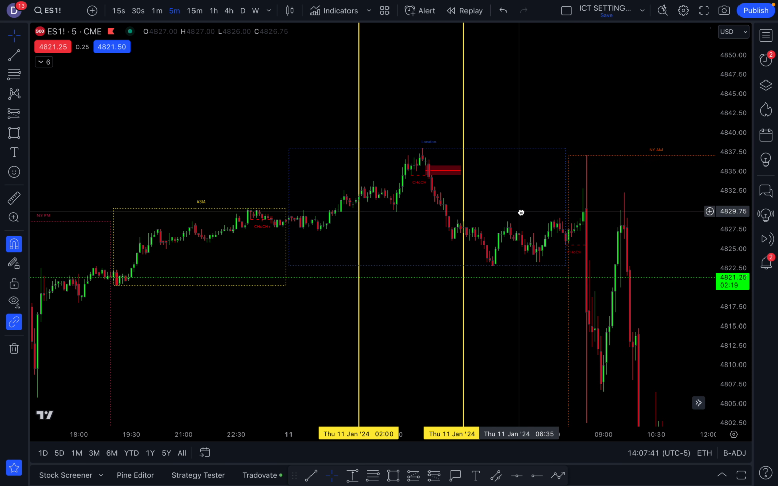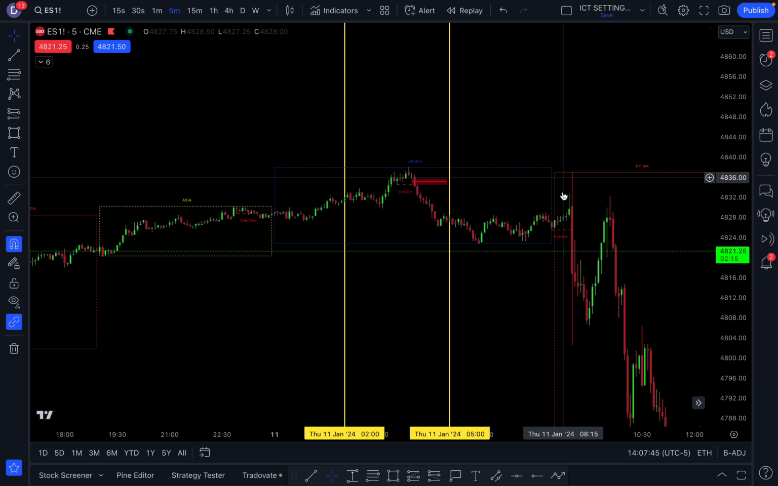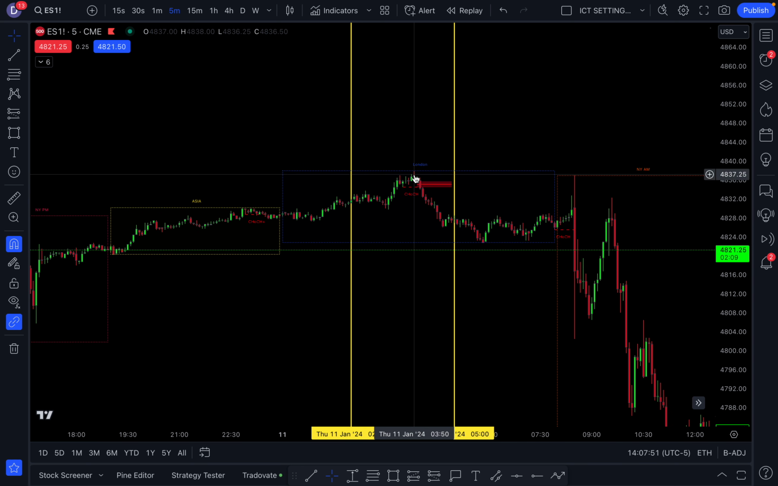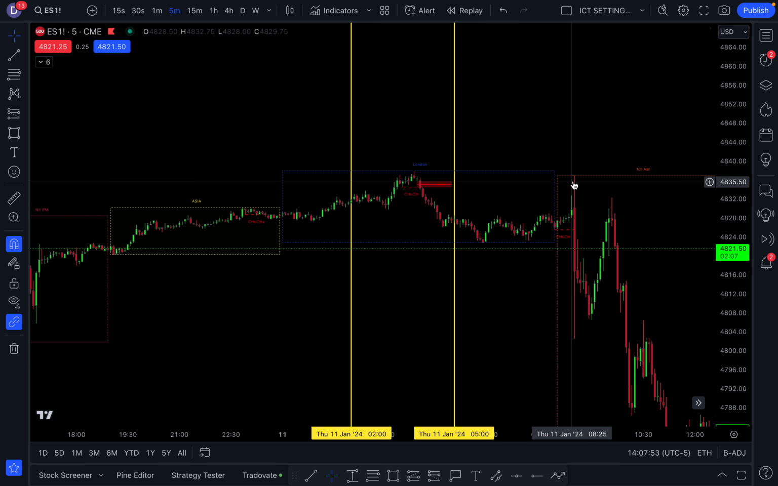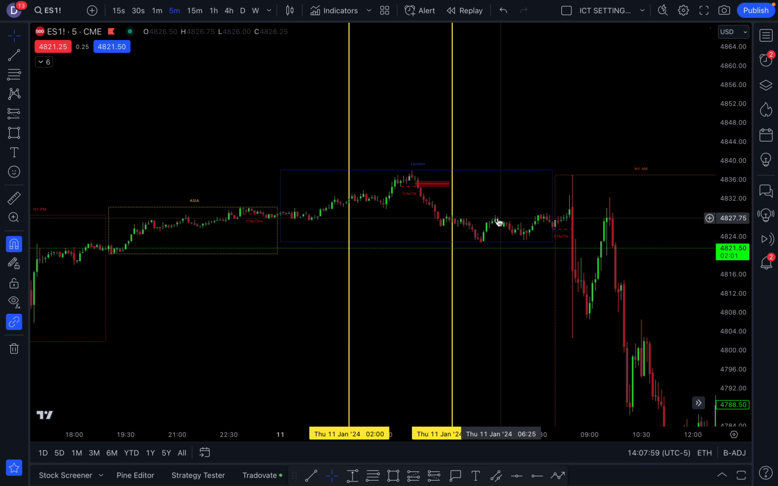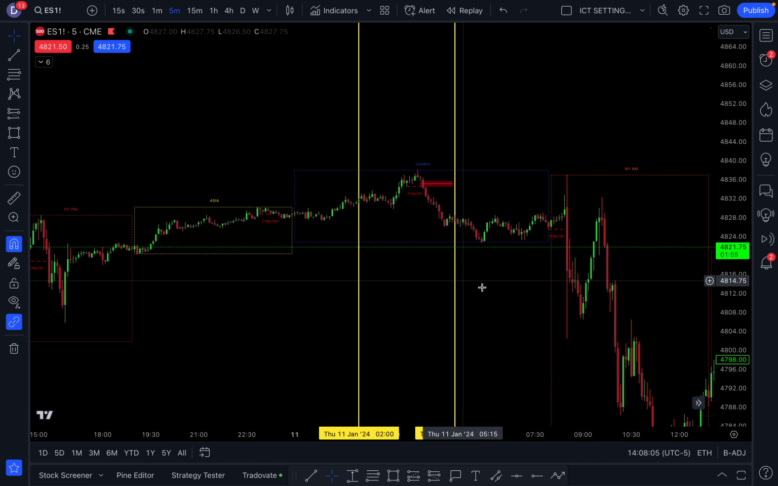In CPI, we don't know what's going to happen, but it still respected this somehow. We would expect the high of the day to be here. It came back to the FVG, and then it went all the way down. So basically, the high of the day is made in London if we're bearish.